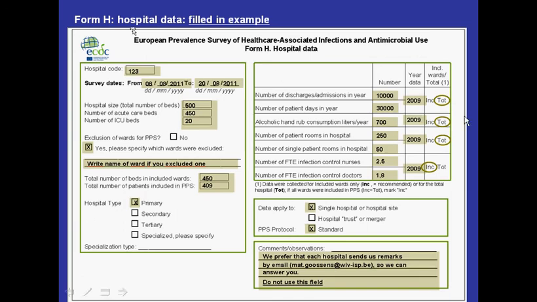The right side of the form is mainly about characteristics of your hospital. These are data that are not going to be available for 2011 and will be chosen for a year previously, for instance 2009, or 2010, or 2008.